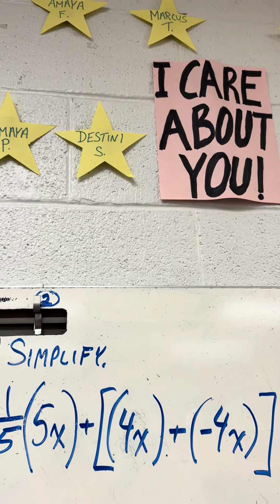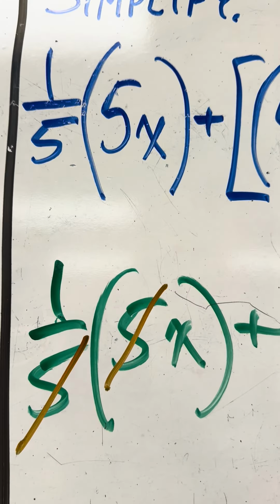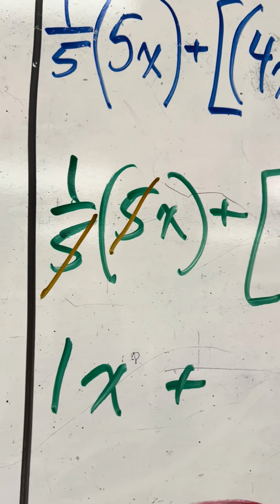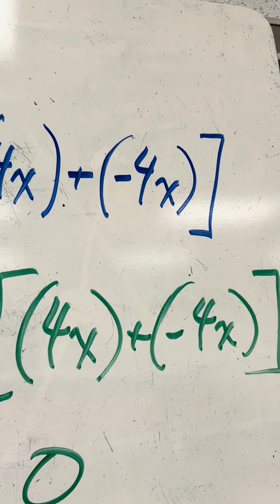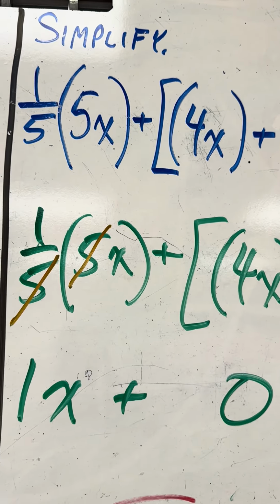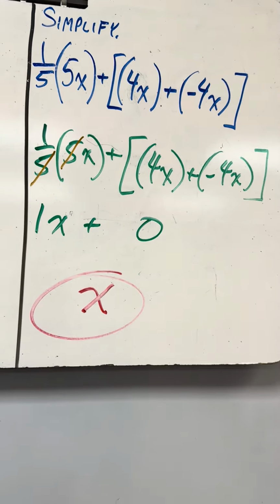Here, look at this one. What's going to happen to these 5s? The 5s are going to cancel. You're left with 1x, okay? What's 4x and -4x? 0. X plus 0 is just x. Done. It's that easy.